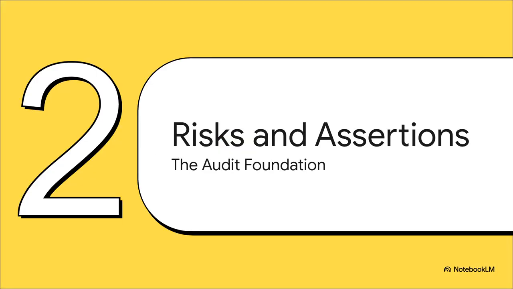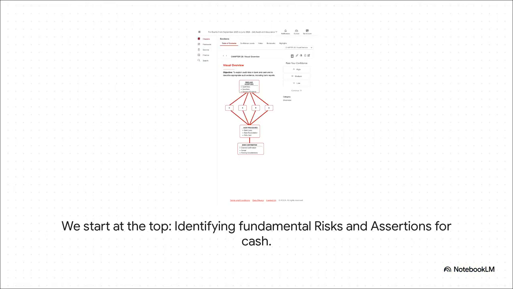Every great audit doesn't start with numbers, it starts with questions. What are we actually worried about here? And this is where we get into these two concepts, risks and assertions, which are the absolute foundation of this whole process. As you can see on our roadmap, the whole thing kicks off right at the top. Before an auditor even thinks about touching a spreadsheet, their first job is to think critically. Think about the risks tied to cash and the specific claims or assertions that the company's management is making.